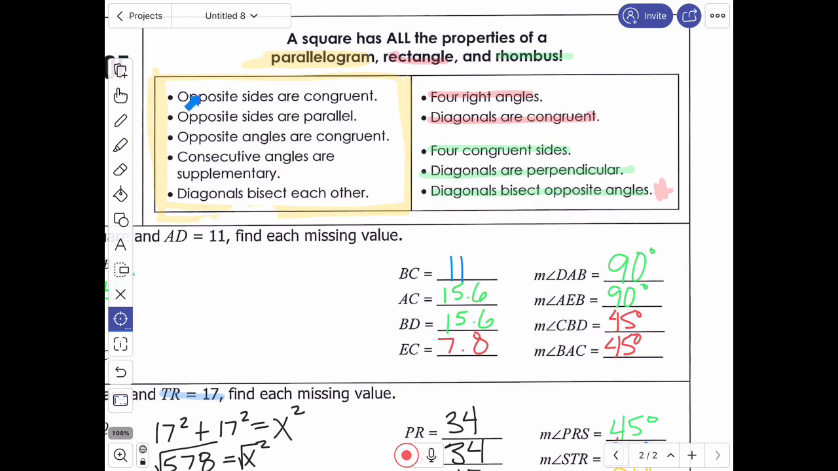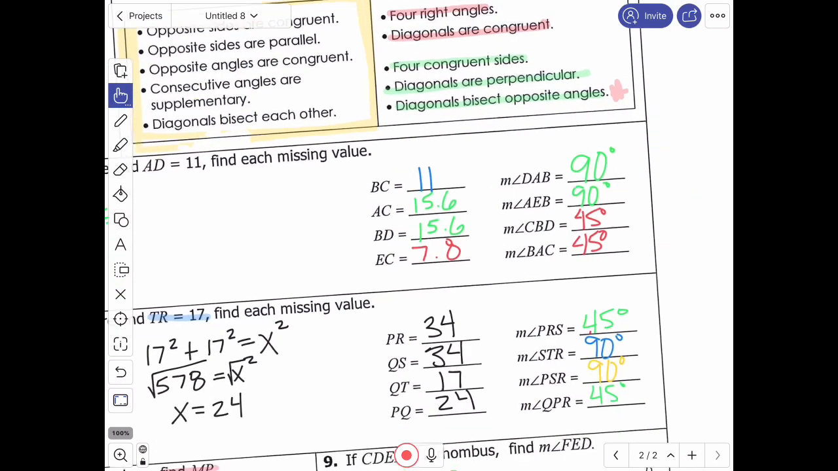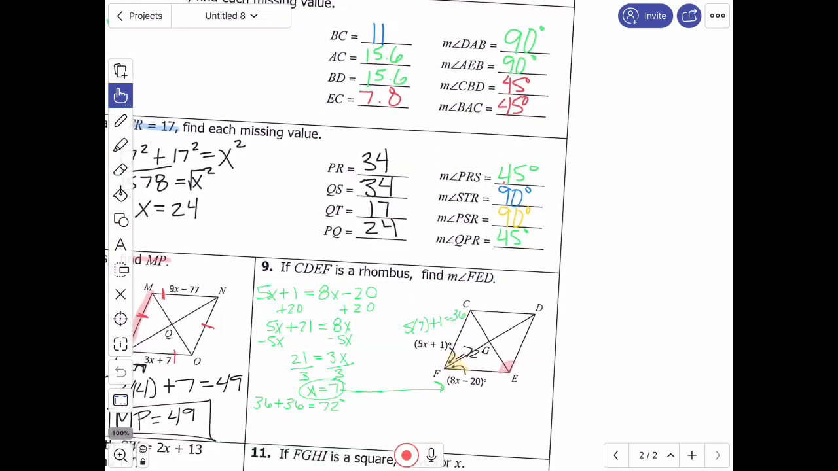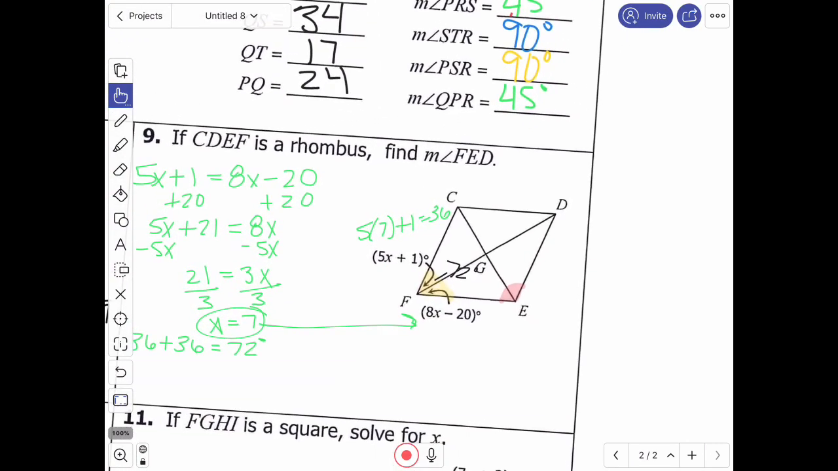Now we're going to look into my parallelogram properties. Opposite sides, opposite angles are congruent. If I look back at my picture, I don't have anything. Saying opposite angles are congruent doesn't really help me because that would just mean this angle right here is congruent to this angle over here.